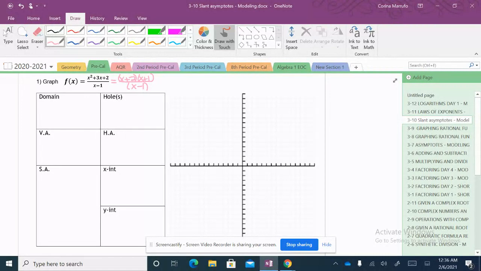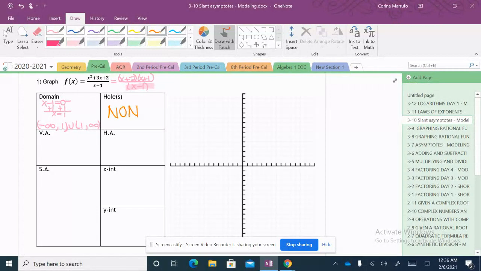So then for domain, we're going to go ahead and set the denominator equal to 0 and solve for x. So x minus 1 equals 0. We add 1 to both sides, and we get x equals 1. So our domain is going to go from negative infinity to positive 1, and then 1 to infinity. Okay, and then for holes, we don't have any, so here I'm going to write none.